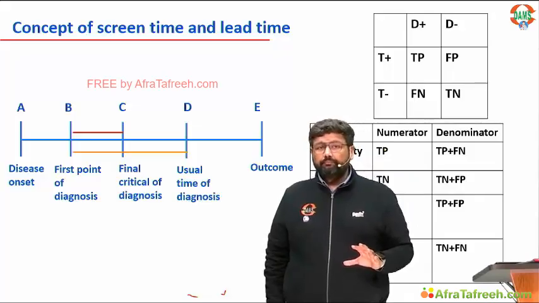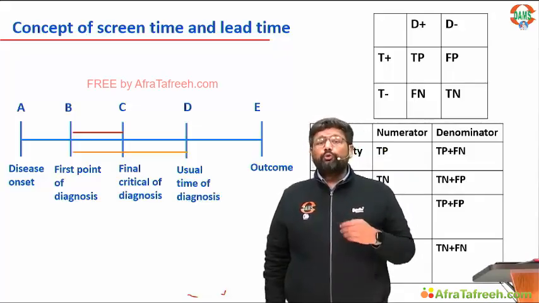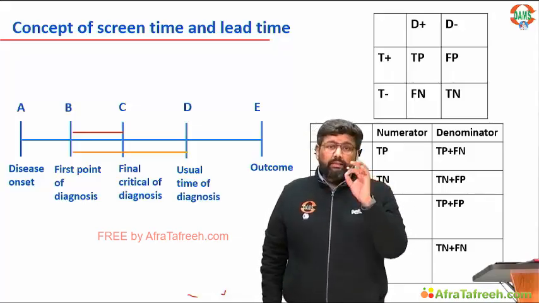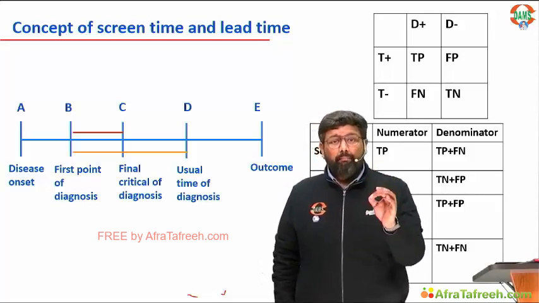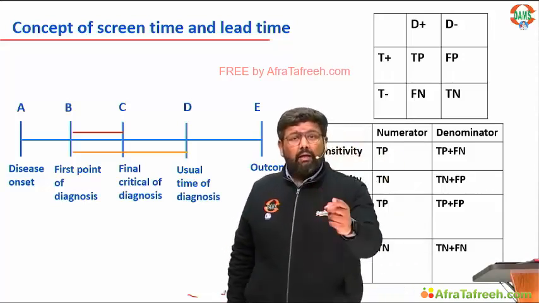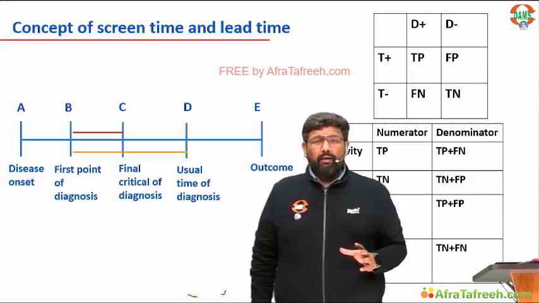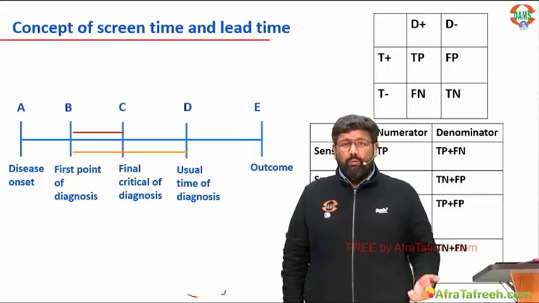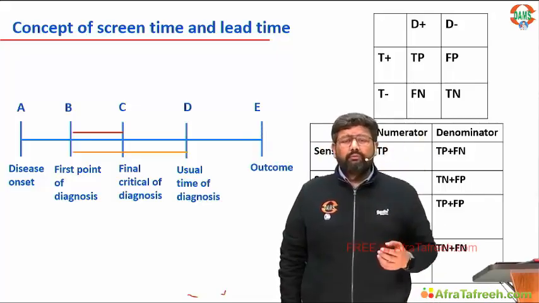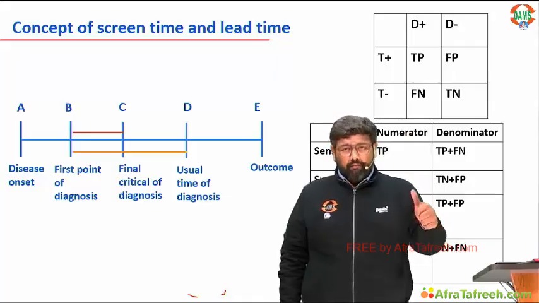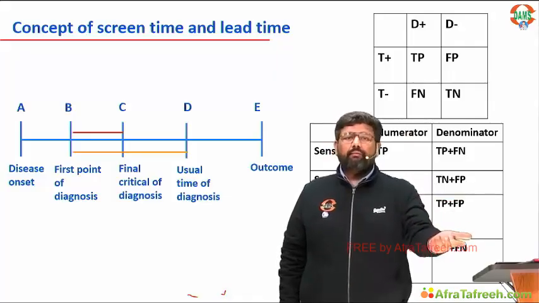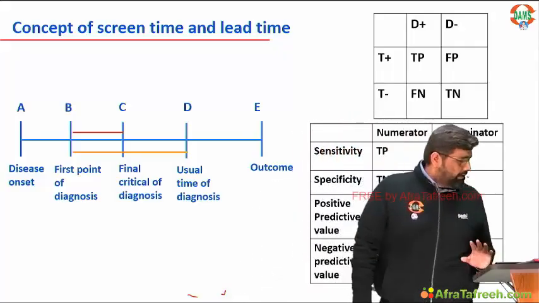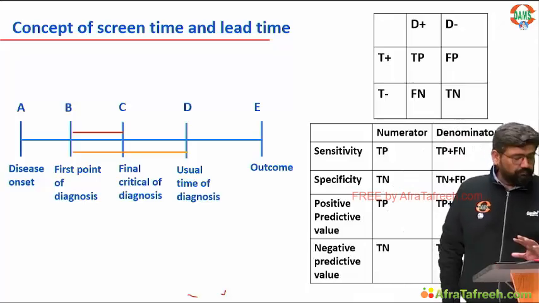Then there is a point, usual time of diagnosis. What is usual time of diagnosis? In this time, the patient will be having lump, the patient will be having symptom, and the patient will be coming to your OPD. And then is point E, which is known as outcome. There are only 3 outcomes of every disease: recovery, disability, death.